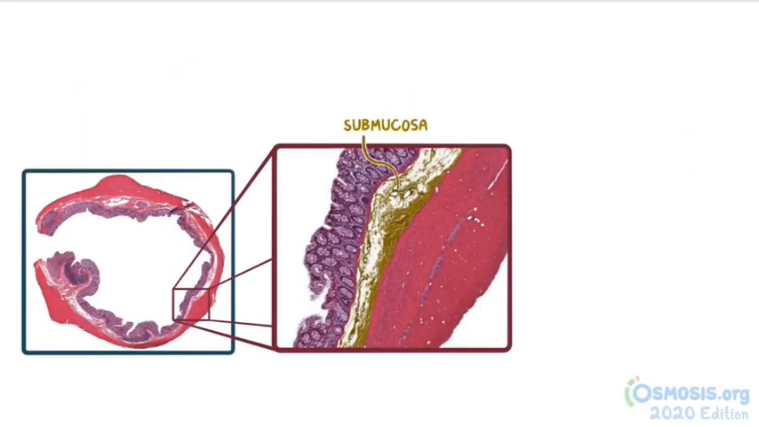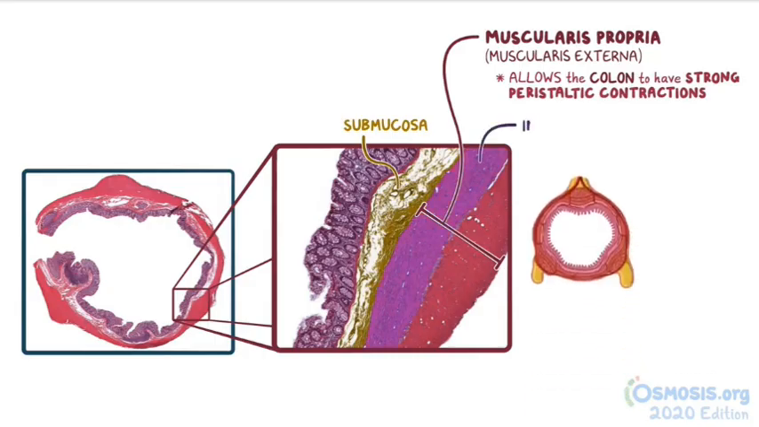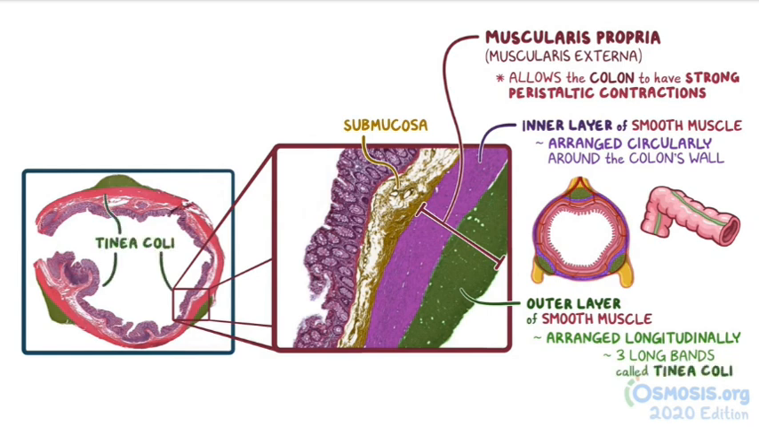Surrounding the submucosa is the next main layer of the colon wall, called the muscularis propria, or muscularis externa. The thick muscularis propria allows the colon to have strong peristaltic or wave-like contractions to help move the feces through its lumen. The inner layer of smooth muscle is arranged circularly, or circumferentially around the colon's wall, and the outer layer of smooth muscle is arranged longitudinally along the length of the colon, but it's also arranged into 3 long bands of muscle called tinea coli.